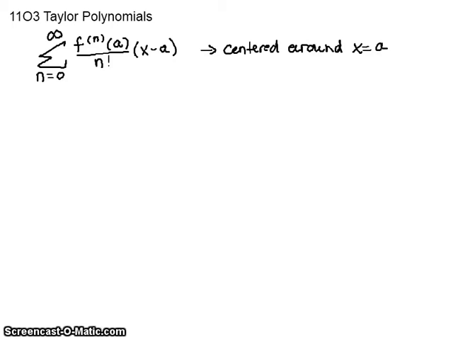Now there's a special type of series called a Maclaurin series. And that's just a Taylor polynomial centered at 0.